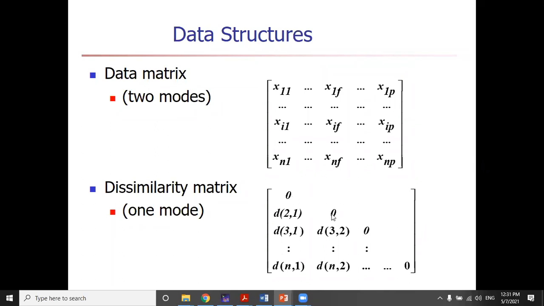This is D22, that's why it's zero. This is D33, that's why it's zero. And this is DNN, that's why it's zero. And the rest of the values are not zero. The rest of the values have some sort of positive or non-negative numbers. Okay, and this overall concept is called a dissimilarity matrix, also called a two-mode matrix.